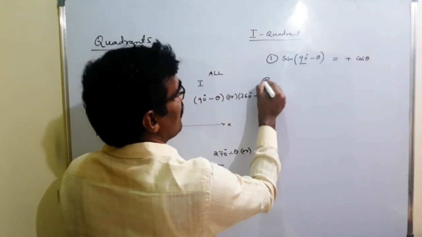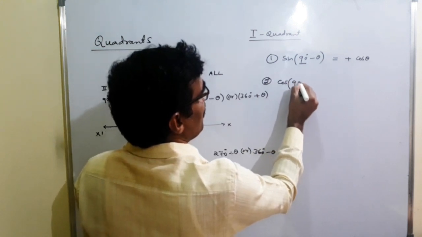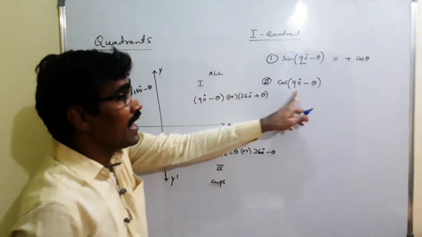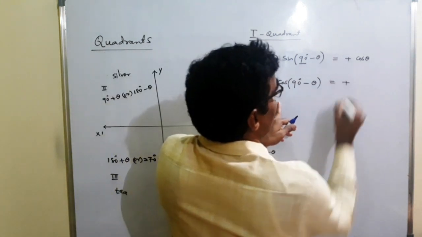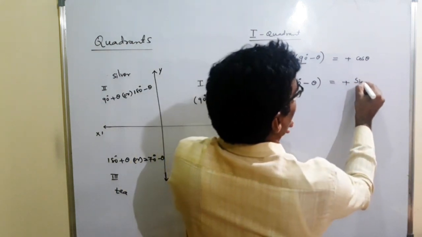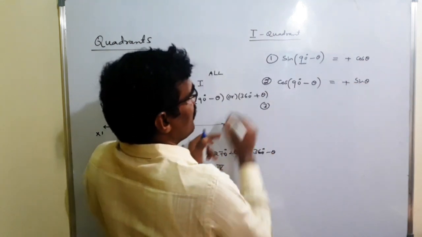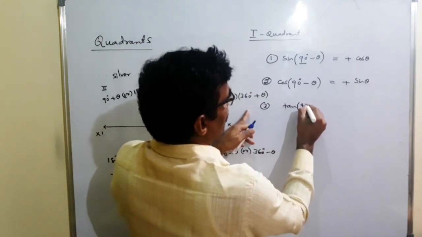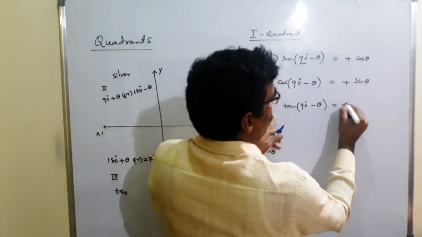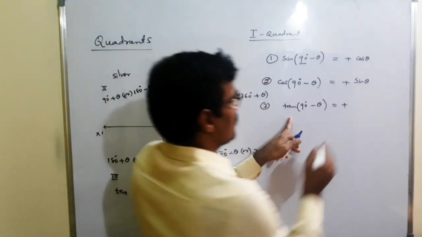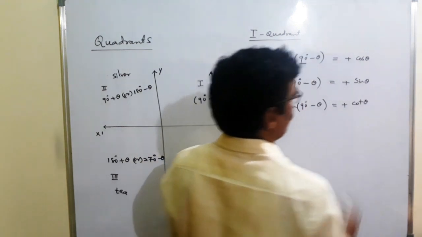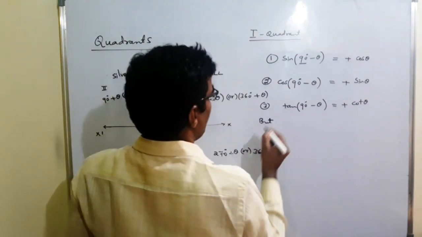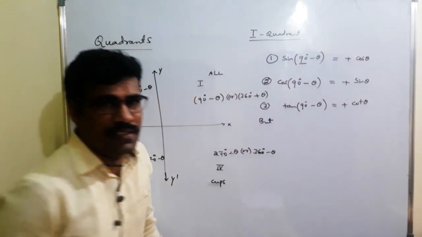Next one, cos of 90 minus theta is plus sine theta. Simple logic. Then next one is tan of 90 minus theta, positive, plus cot theta. But for this, 360 plus theta is also in the first quadrant.